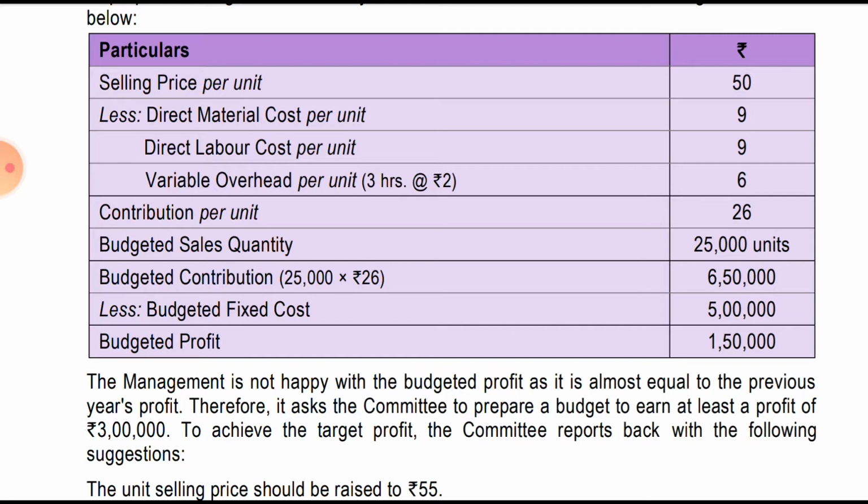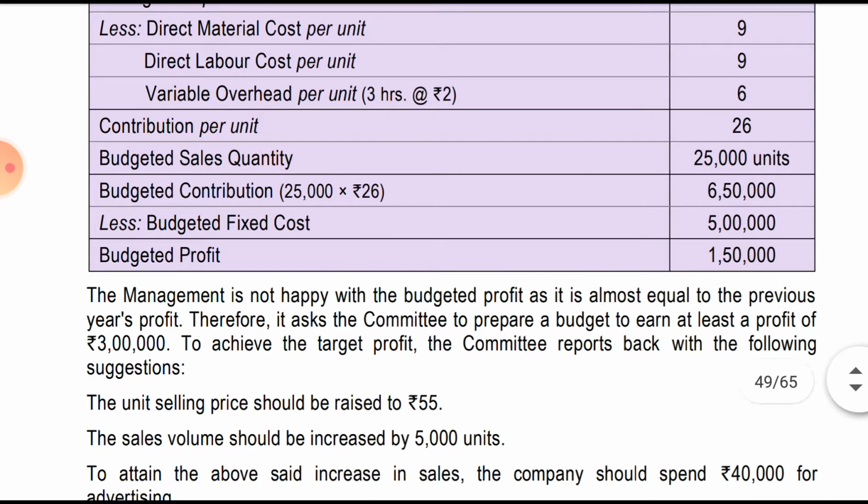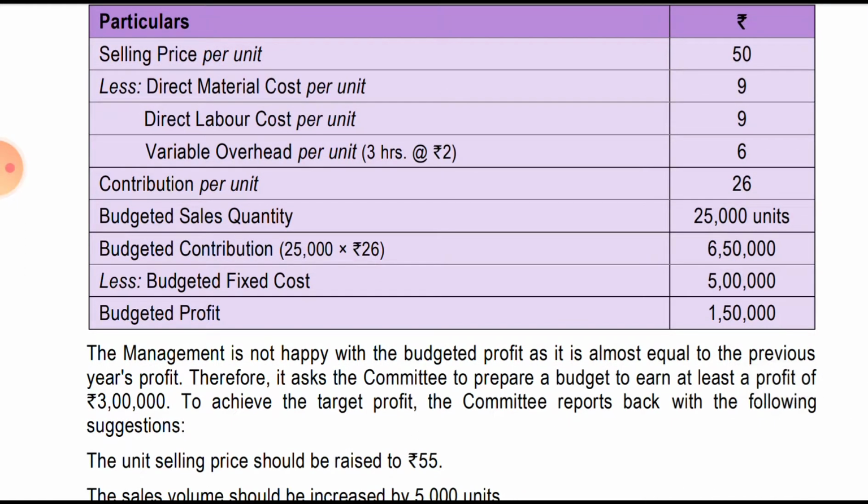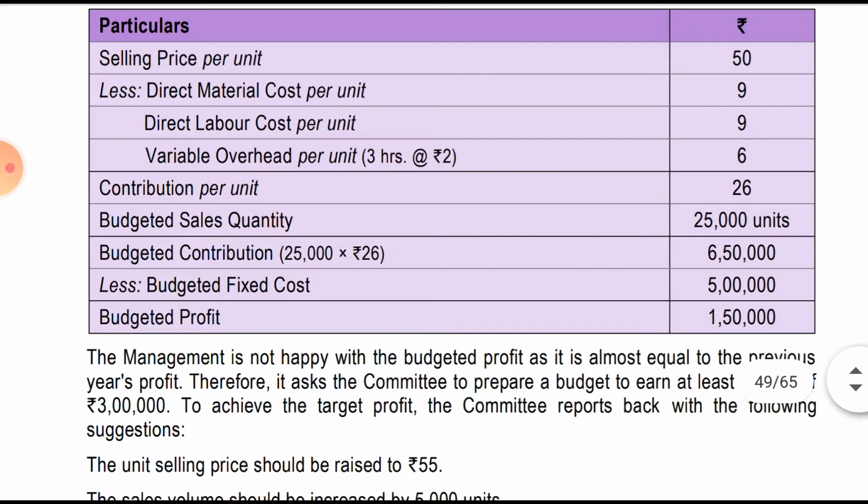Basically it will not be 50, it will be 55, because the selling price will be increased to 55. 55 into 30,000, that is, the sales quantity will also increase, then the sales volume will also increase. So 55 into 30,000 will be the sales, minus the direct material cost, which will be 9 only, there won't be any change in 9. So 9 into 30,000, that will be the material cost.